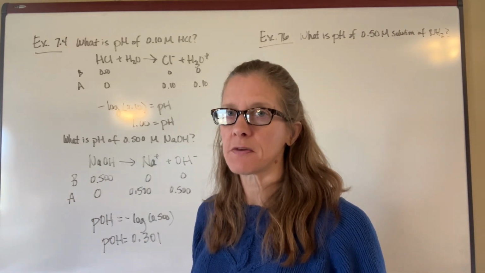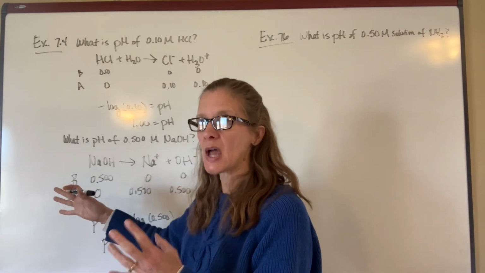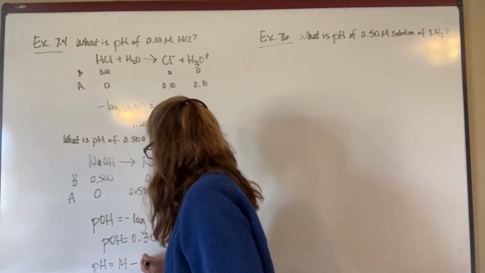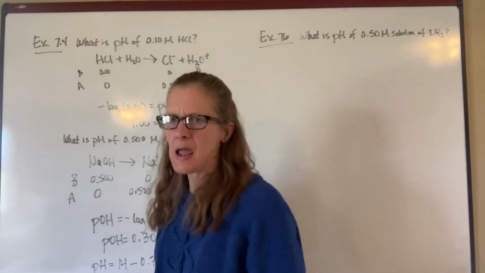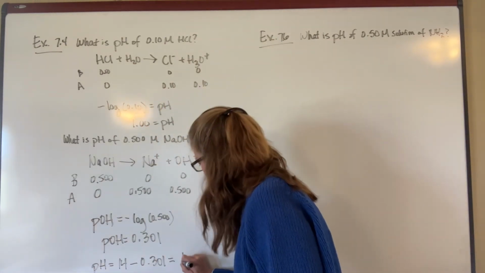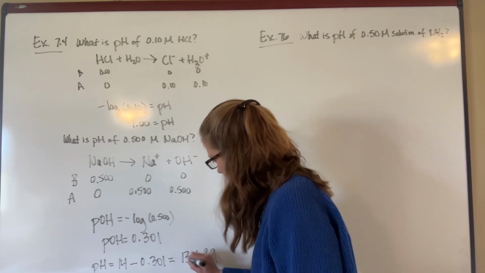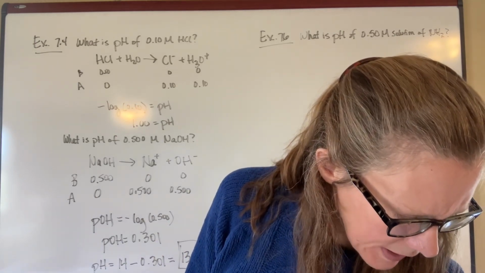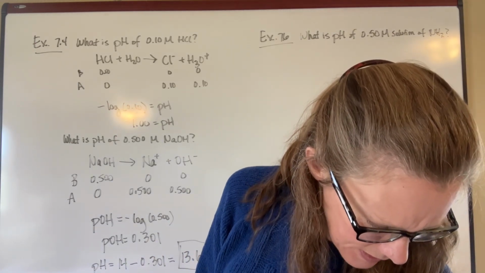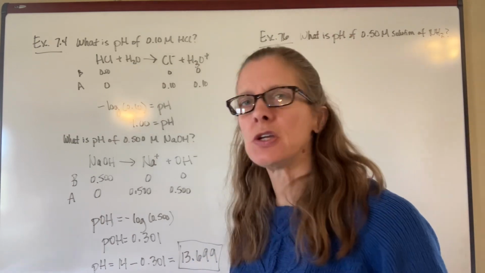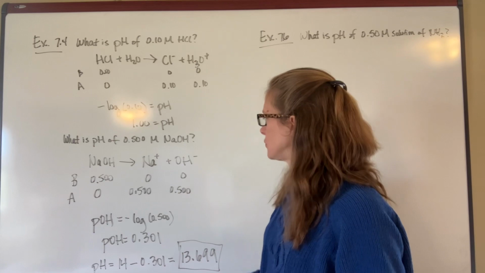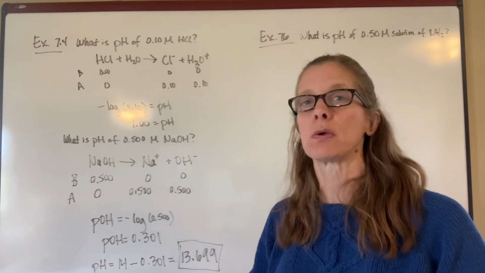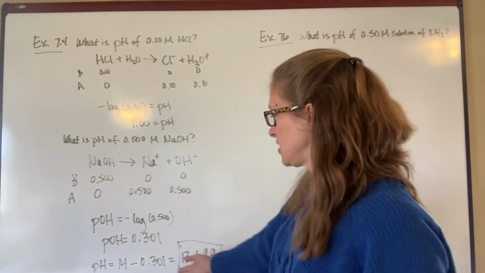Then I'm going to take the fact that pH and pOH added together make 14, so I'm going to take pH equals 14 minus 0.301, and that is going to give me 13.699. So that's going to be my pH of that solution. Now, I believe that what he did in this one is he actually used the KW. He took the hydroxide ion concentration and then found hydronium ion concentration. Again, there's nothing wrong with doing it that way. I just think it's easier to do it this way.